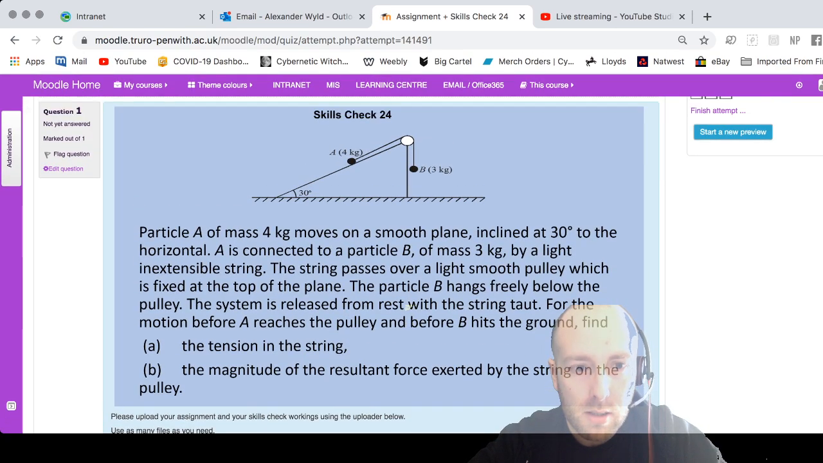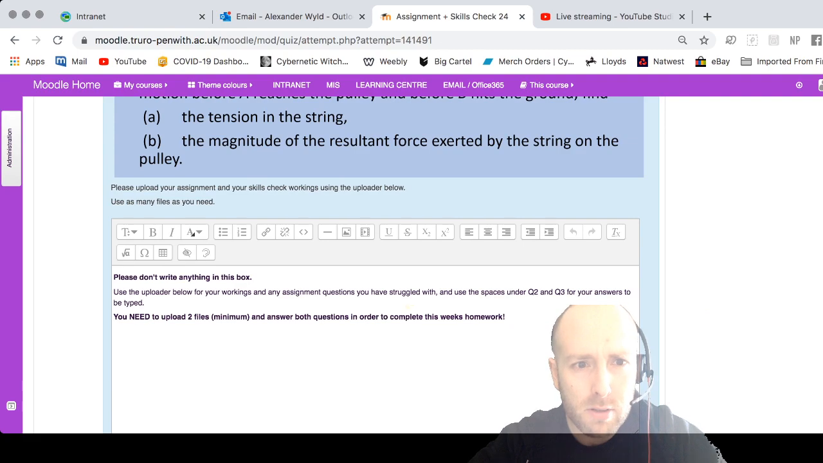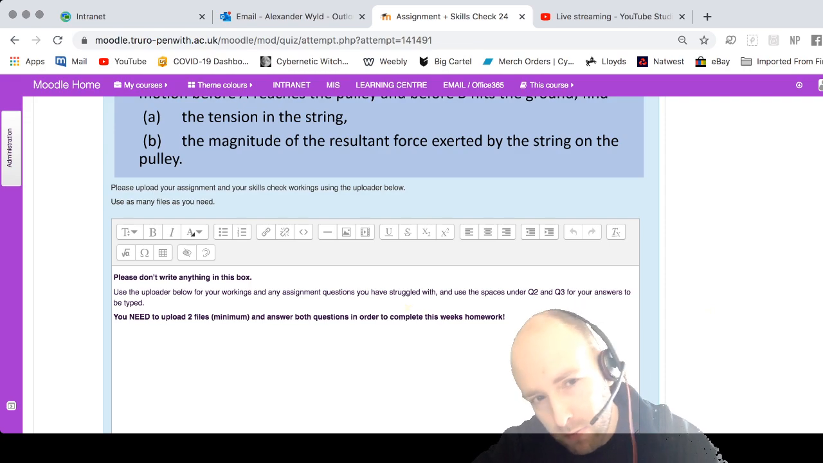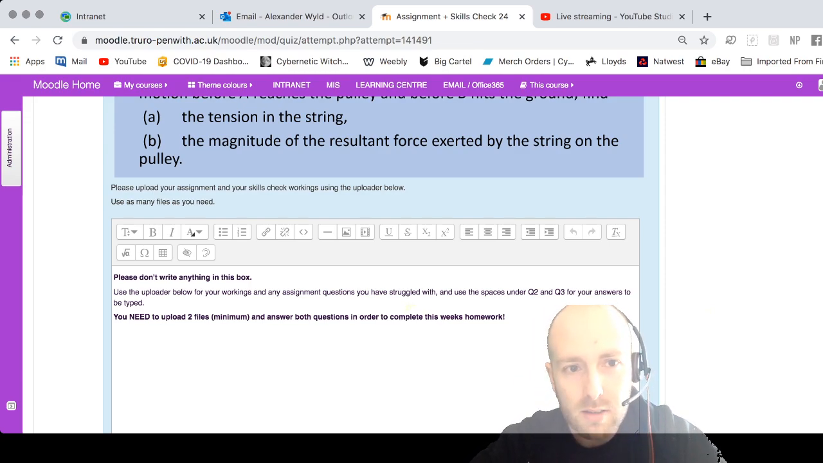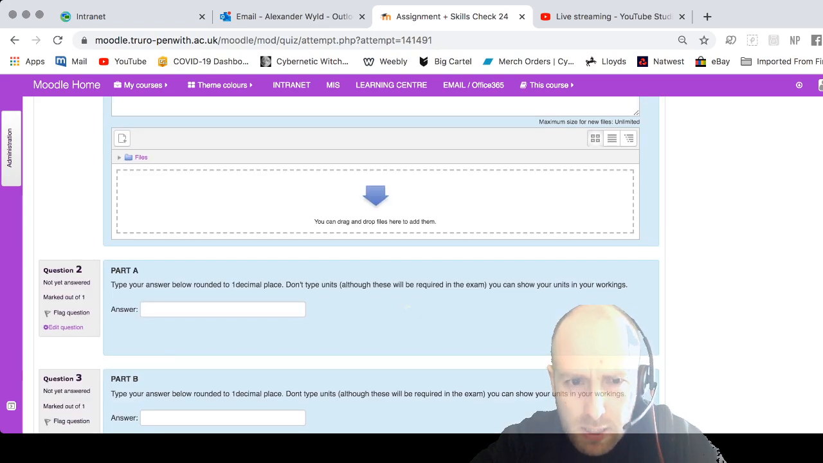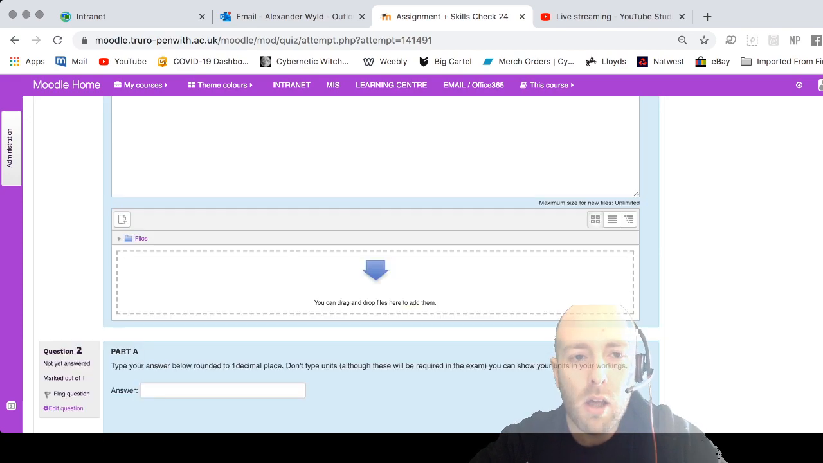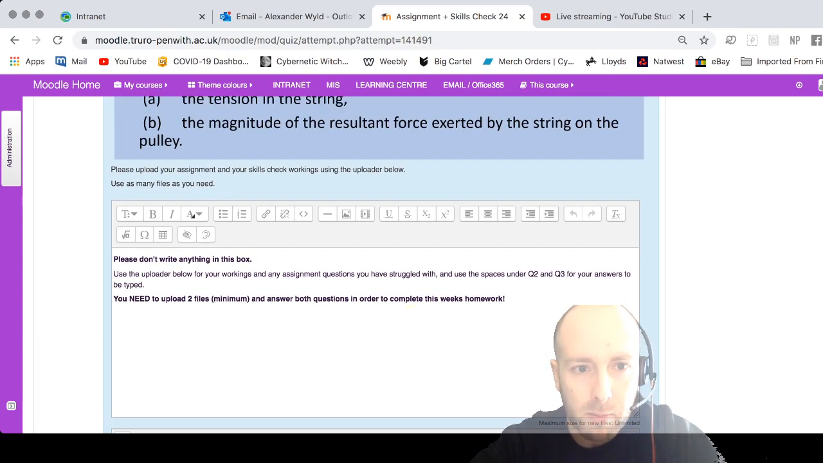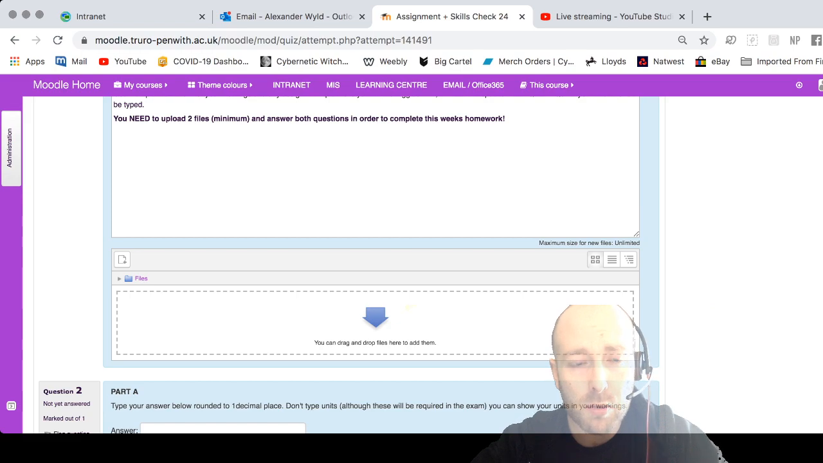There's a skills check. There's some instructions here, so it says upload your assignment. I don't mean upload the whole thing. All I want you to do is upload any questions you've struggled with. If you didn't struggle with anything, just a photo of a thumbs up or something to show you've done it at least. And then I want you to upload the full workings for the skills check. So upload as many files as you need. Uploader is here, so click on that, upload your files. Or I think you can drag and drop them. So just drag and drop your photos there of the assignment and of the skills check. You need to upload 2 files, so I do want to see the skills check and the assignment.